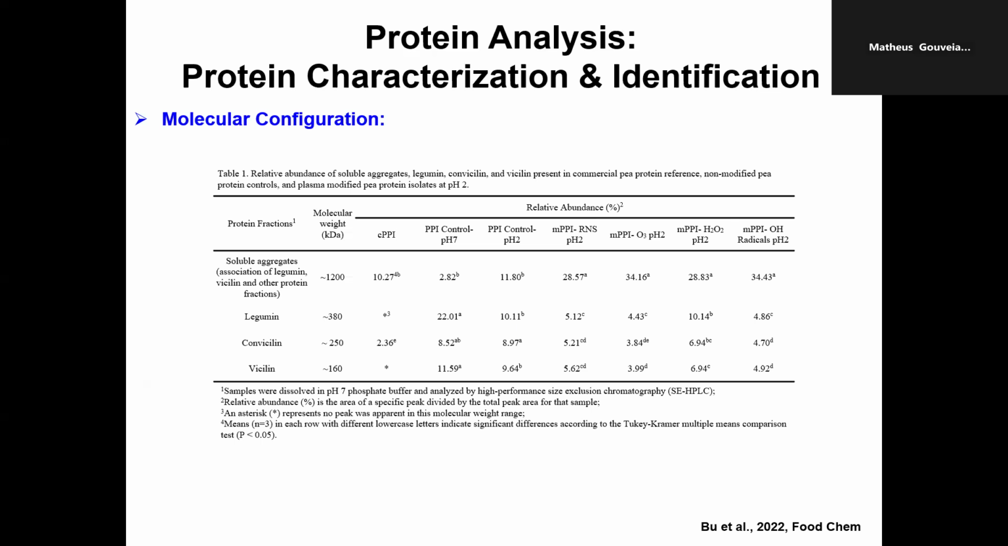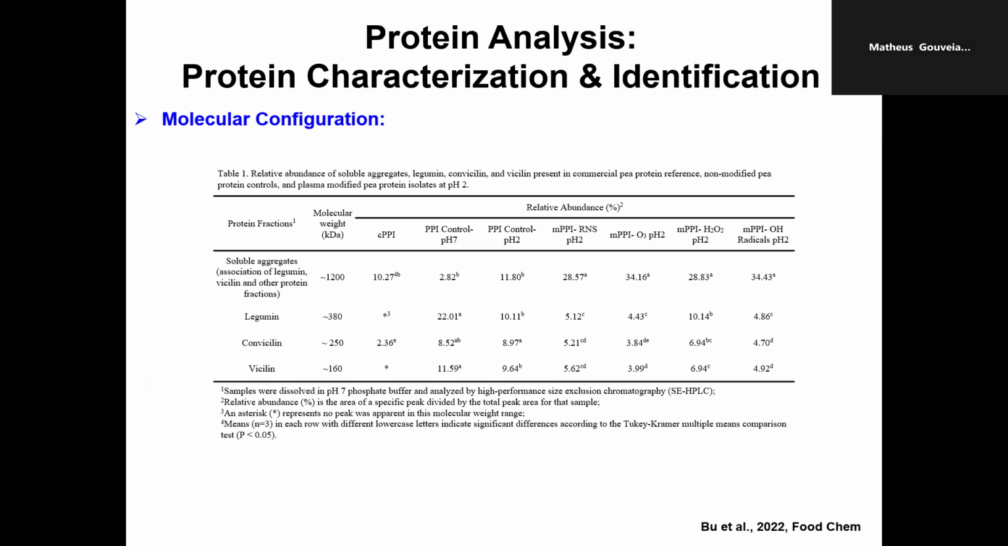When you run on HPLC, you have to filter. You cannot run the protein directly on the column because it will foul the column. So a lot of aggregates don't really make it on the column. So what we see are soluble aggregates that go through the filter and non-aggregated proteins.